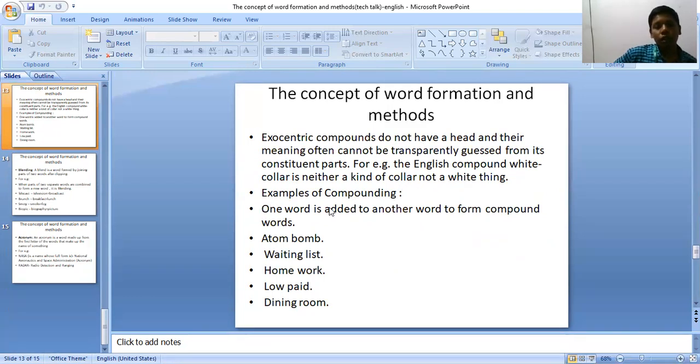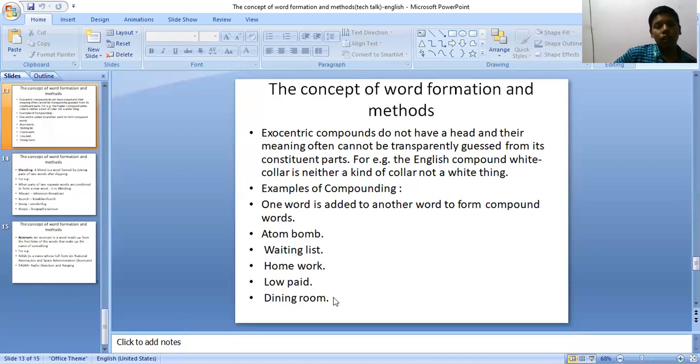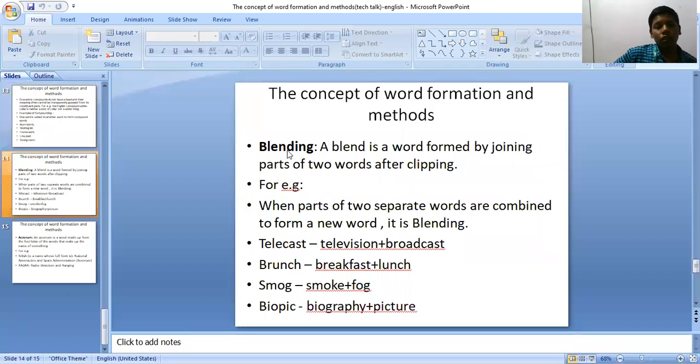Examples of compounding. One word is added to another word to form compound words: atom bomb, waiting list, homework, low pay, dining room, etc.